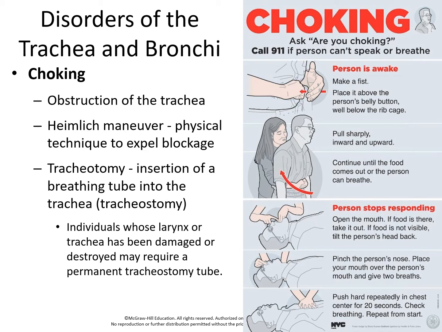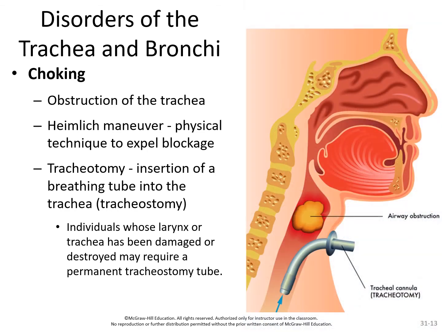Now, if you've got this happening basically in the upper part of the lower respiratory system, you may have to do a tracheotomy, and this is the insertion of a tube into the trachea. The most common place for airway obstruction is actually the larynx, and so you can put a tracheal tube below it. So if somebody's larynx or trachea has been damaged or destroyed, sometimes they'll need a permanent tracheostomy tube.